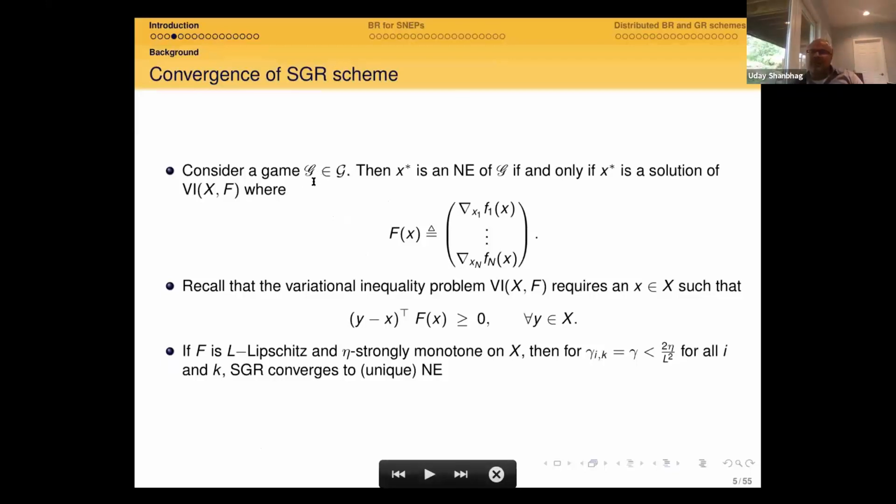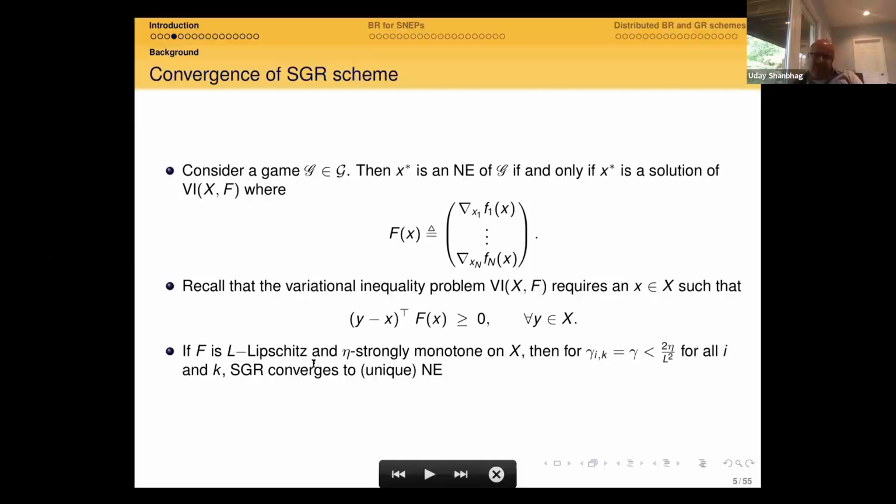So if I consider a game G that lies in G script, then under the convexity requirements that I've imposed, X star is a Nash equilibrium if and only if X star is a solution to a variational inequality problem VI(X, F), where X is the Cartesian product and capital F is the concatenated pseudo-gradient or gradient map. Okay. And the variational inequality problem VI(X, F) requires an X such that this inequality holds for all Y. Okay. And here's one such condition.